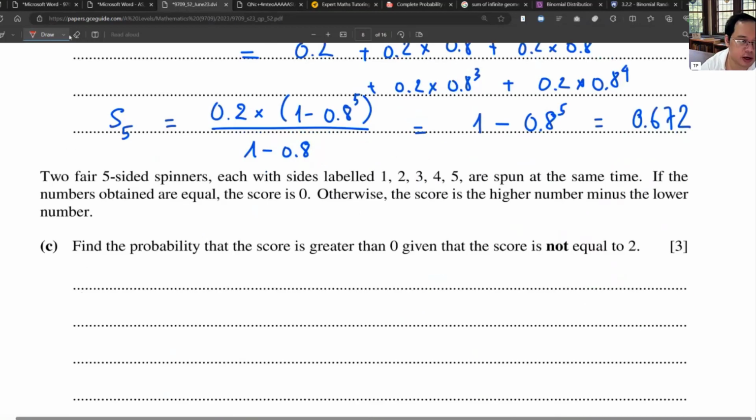Moving on to question C. 2 5-sided spinners, each with the sides labelled 1, 2, 3, 4, 5, are spun at the same time. If the numbers obtained are equal, the score is 0. Otherwise, the score is the higher number minus the lower number.